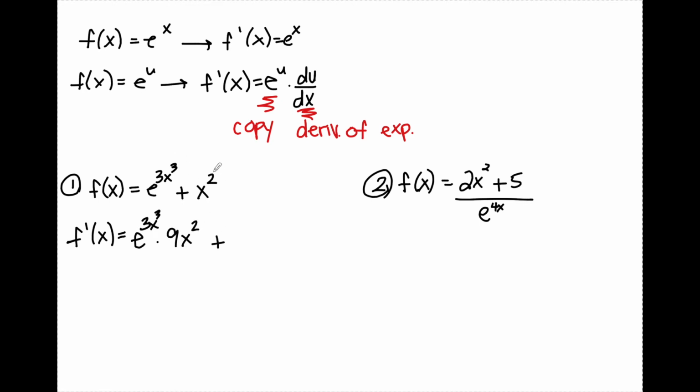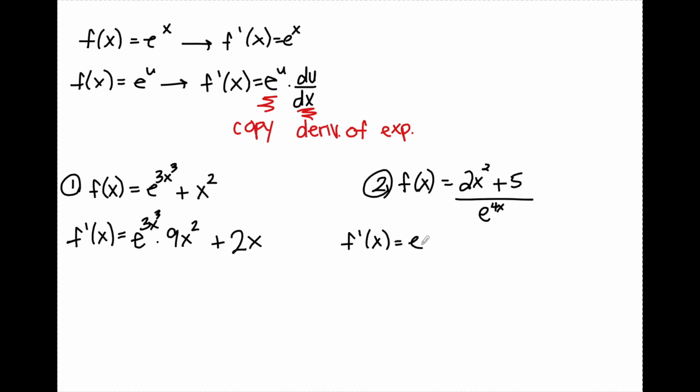Plus, now I take the derivative of my second term. This is just a power rule. The derivative of x squared is 2x. Number 2. F of x is 2x squared plus 5 over e to the 4x. This over is telling me to divide, so I need to use the quotient rule here. Remember, the quotient rule is low times the derivative of the high minus high times the derivative of the low, over low squared. So let's start setting up this derivative.